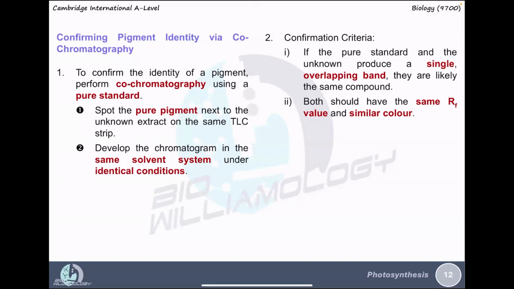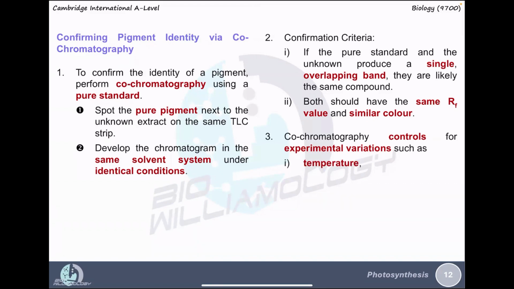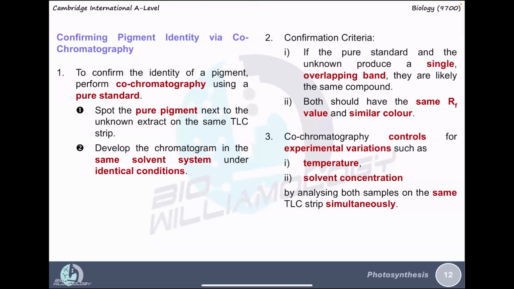Why similar color? Because it's totally based on the concentration. In the pigment extract, the concentration might be low, so the pigment color, after we have done the separation, might be slightly paler compared to the pure pigment. By doing so, co-chromatography controls for experimental variation, for example the temperature, as well as the solvent concentration and type of solvent, because both of them use the same solvent and the same stationary phase, the same TLC sheet.